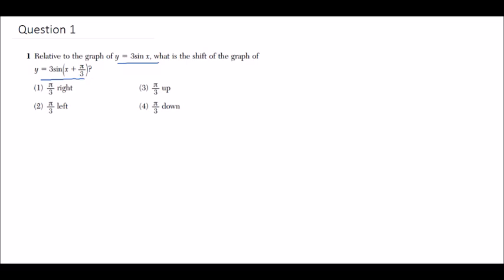And the first thing we should note is that the shift occurs inside the parentheses. Since it occurs inside the parentheses, that's a change of the x value, not a change of the f of x or the y value. Shifts that occur inside the parentheses are changes of the x value. So since it's not of the y value, we know it's not up or down.